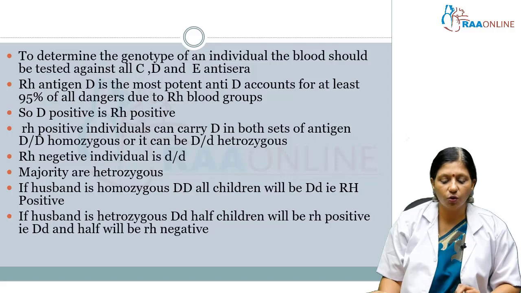So if the husband is homozygous, that is capital D, all the children will be capital D small d, that is Rh positive. If the husband is heterozygous, that is capital D small d, half of the children will be Rh positive and half will be Rh negative.